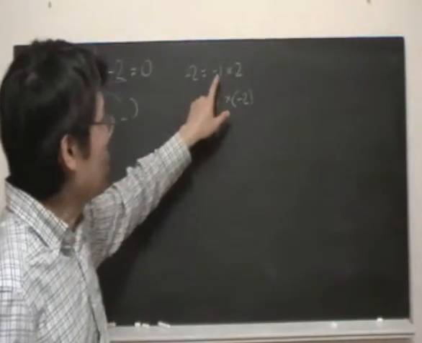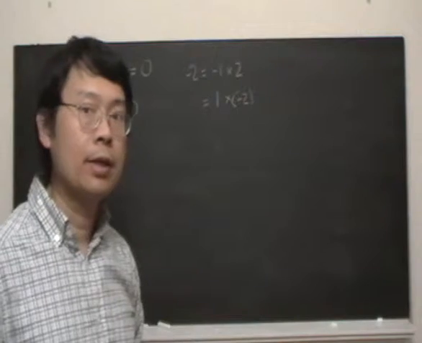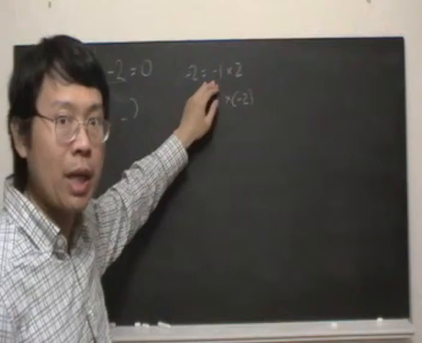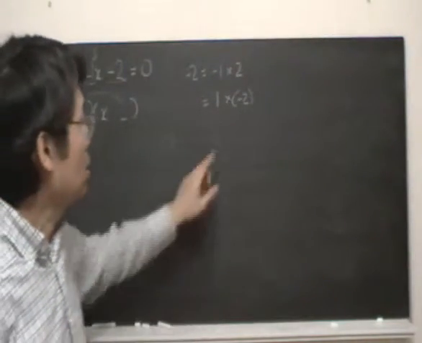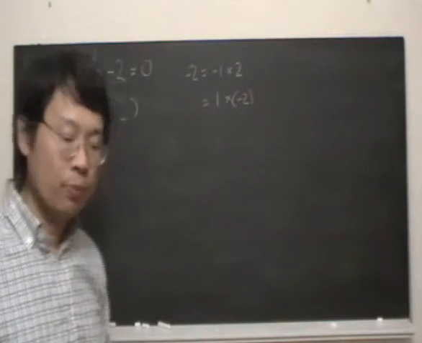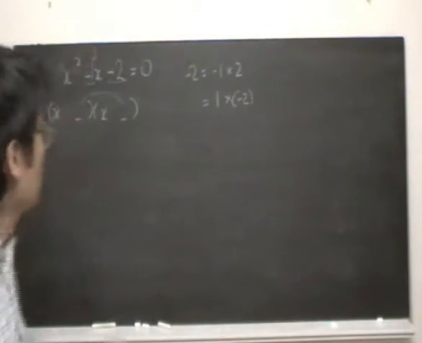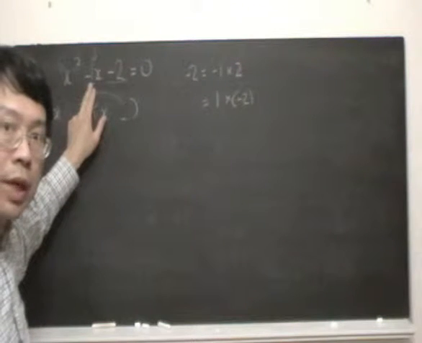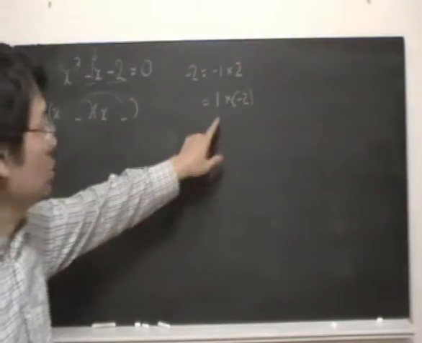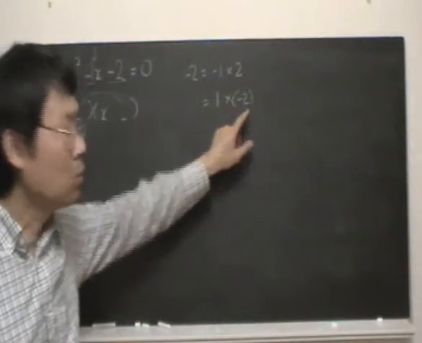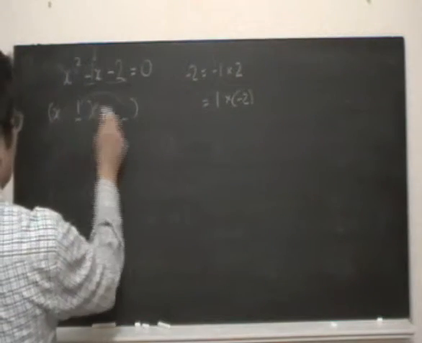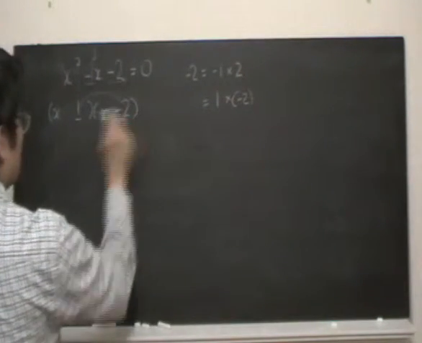So let's do that. -1 plus 2 is equal to 1. So the first pair is not correct. Next one, 1 plus -2 is -1, which is correct, which is the same as the number in front of x. So the correct pair should be 1 and -2. So let's write that down, 1 and -2.